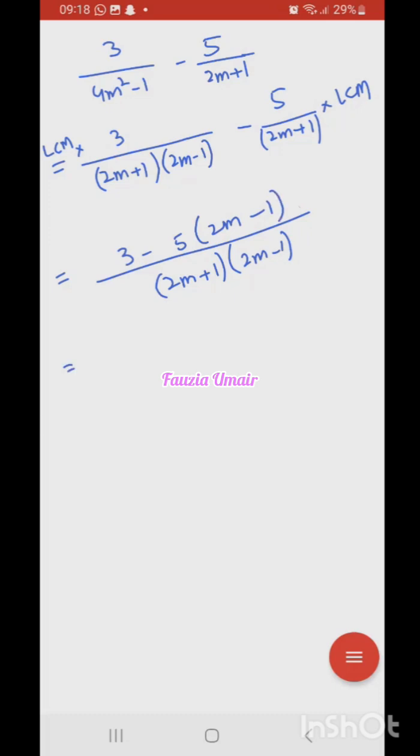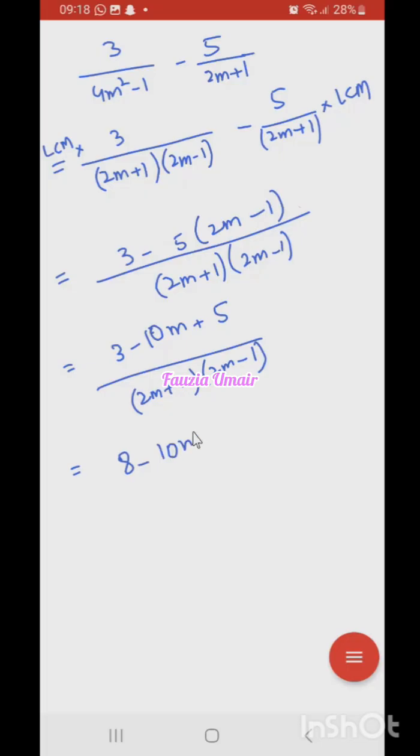Is it clear? ठीक है. So now you can just expand it. 3 minus 5 2s are 10m plus 5. और denominator is still same. Denominator वही रहेगा in these all questions. You cannot skip it. ठीक है. So now you can just say it is 5 plus 3, 8 minus 10m divided by 2m plus 1 into 2m minus 1.